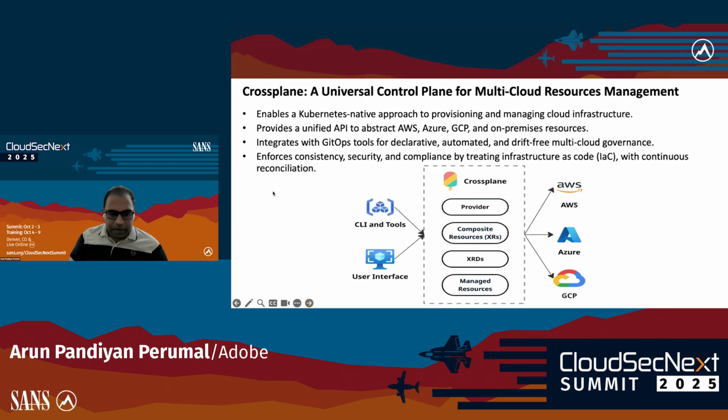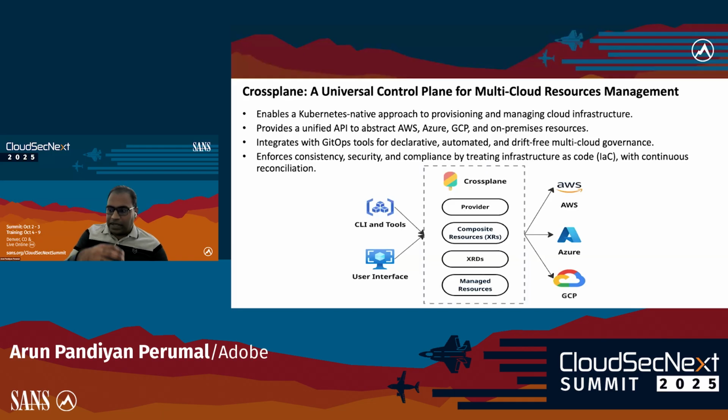So next one is Crossplane. It acts as a universal control plane for multi-cloud resource management. It enables a Kubernetes native approach for provisioning and managing the cloud infrastructure. It also provides a unified API that can be used to communicate with AWS, Azure, GCP, and on-premise resources for effectively managing the resources across the environments.